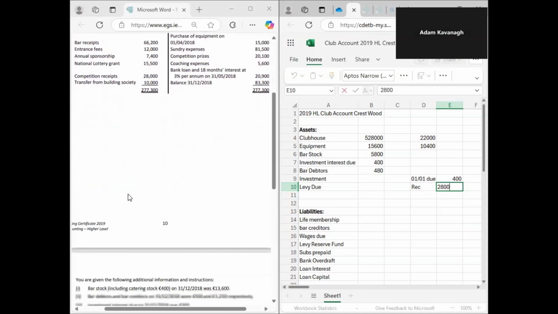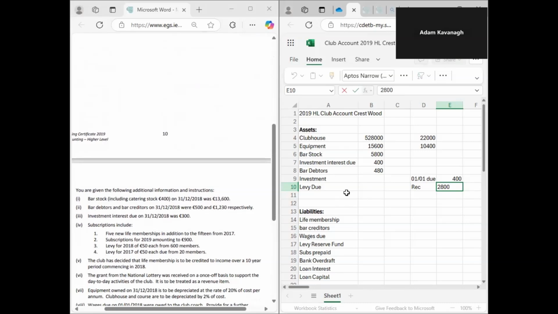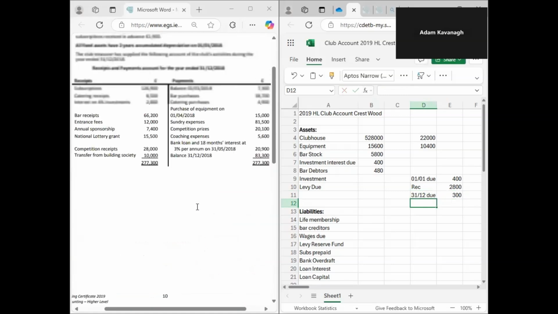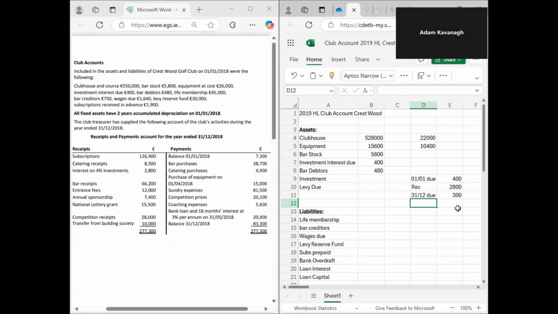Now you just have to look at the end of the year. So at the end of the year was any mention of investments. You can see here, note number 3, investment interest due is 300. So 31st of the 12th, due was 300. So you add what's for this year and minus anything that's from last year. So if you think first of the first due, it's due from last year, so you're going to take that away. And the amount received during the year is obviously for this year. The amount at the end of the year was also due. So if it was due at the end of the year, it's for this year. So we're going to have the 300 plus the 2,800 minus the 400.